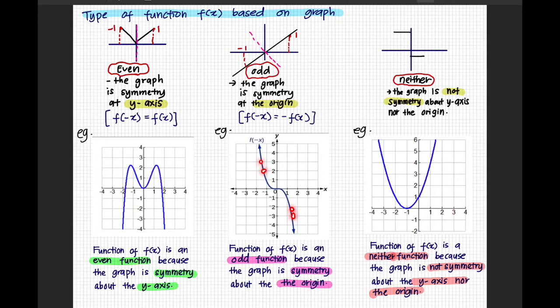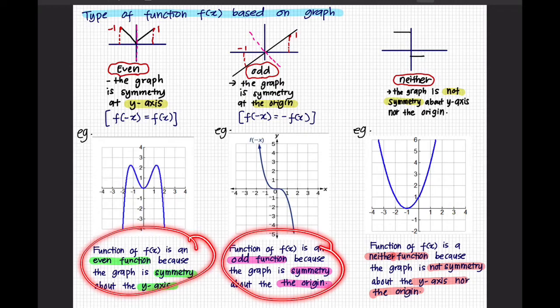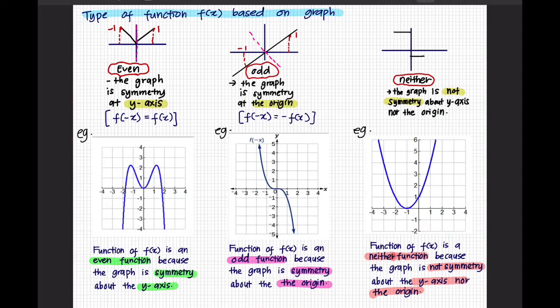2, -2, 1, -1. And then for a neither function, the graph is not symmetric about the y-axis, nor the origin. You can see from this example, the graph is not reflected about the y-axis and also the origin. Okay, this is how you write the reason. Okay, the complete reason for the type of function.